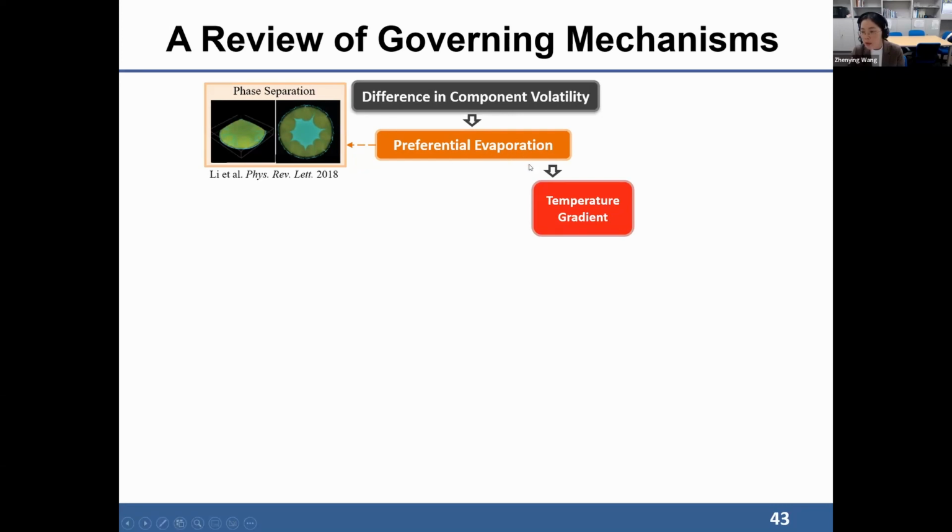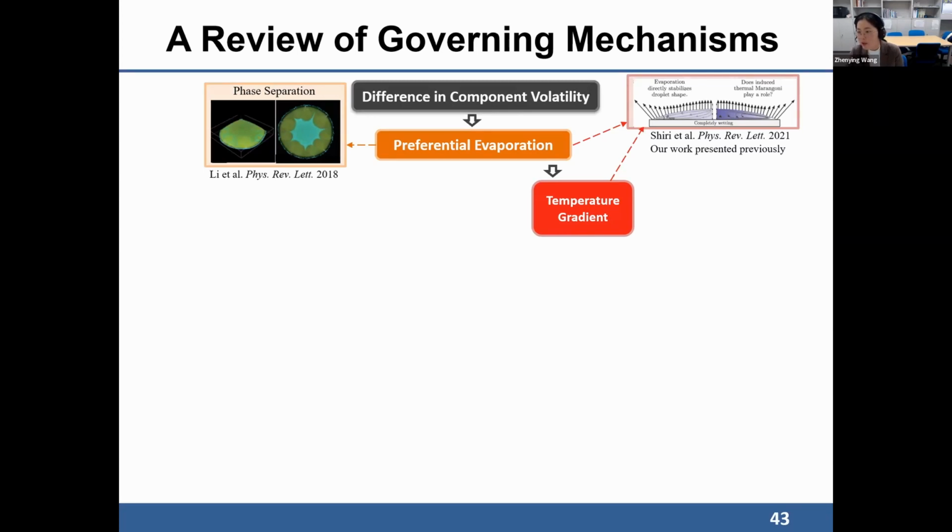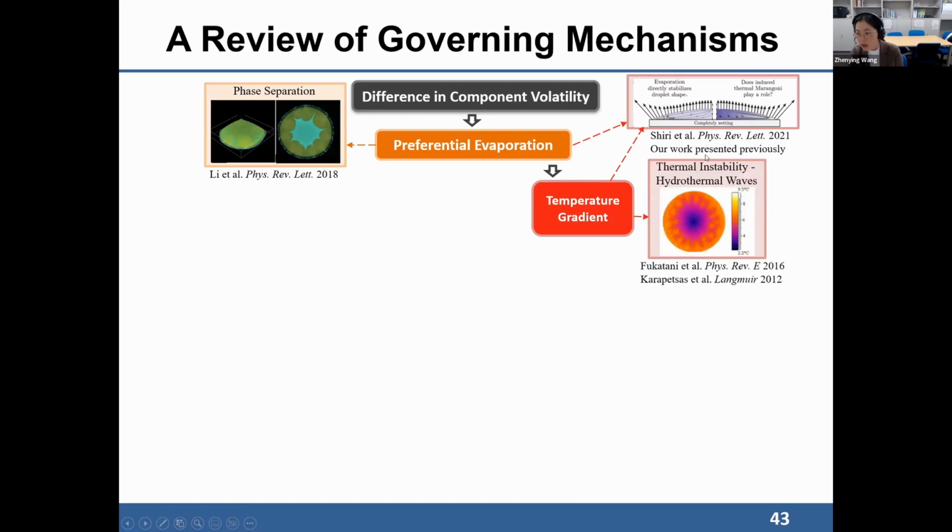And also, the evaporation effect, or the non-uniform distribution of the interfacial mass flux, will induce a temperature gradient. And the temperature gradient, as I mentioned before, along with the evaporation effect, will influence the wetting dynamics of a single-component droplet on a substrate. And additionally, if the liquid volatility becomes very high, this temperature gradient will form a hydrothermal wave on the liquid-gas surface, which is also observed by infrared camera by very relevant groups.